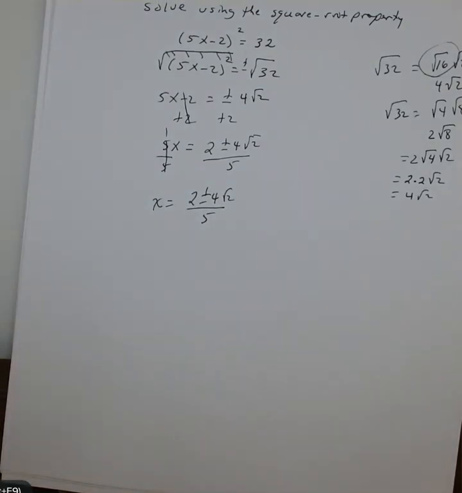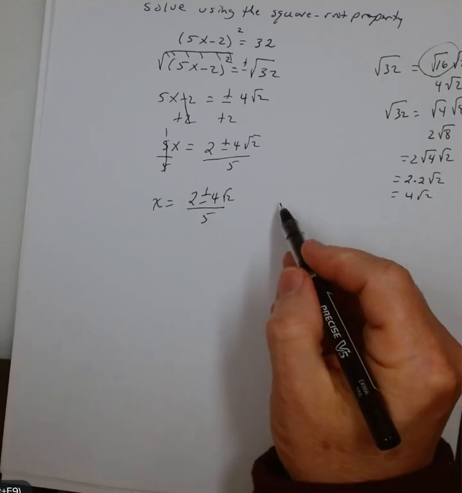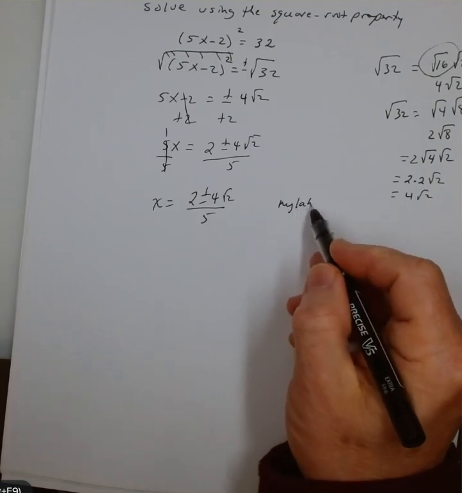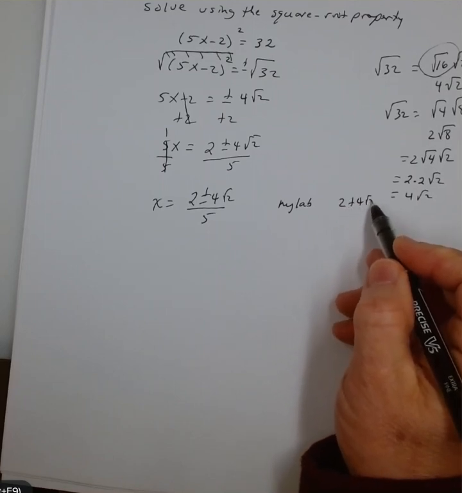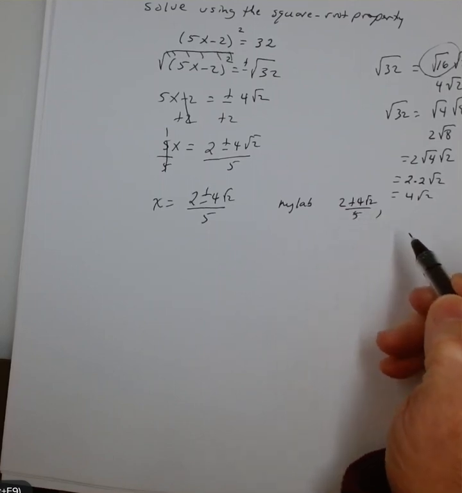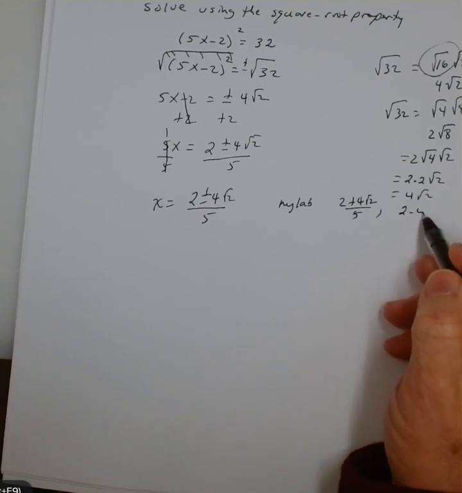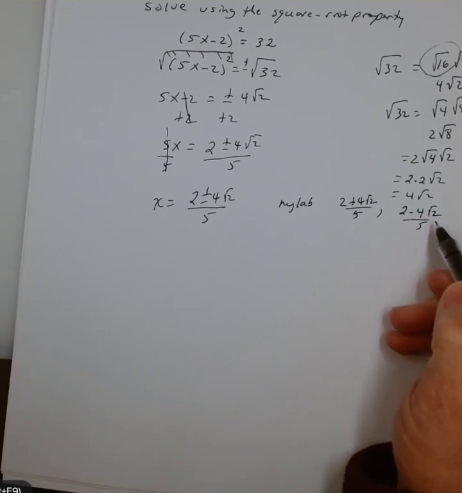Now in my lab, they ask you to separate the solutions. So in my lab, you would say 2 plus 4 square root of 2 over 5, comma, and then 2 minus 4 square root of 2 over 5.